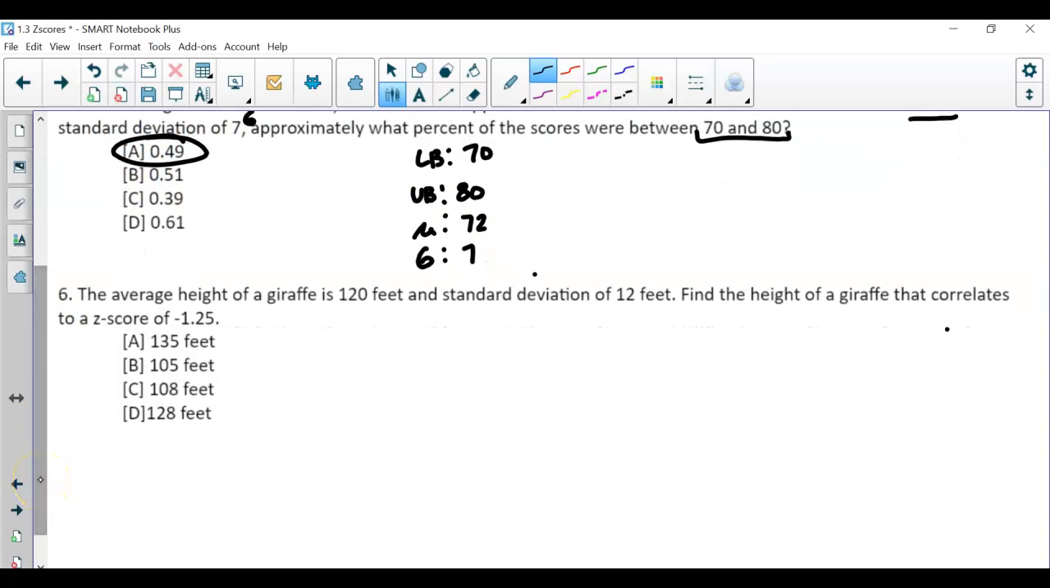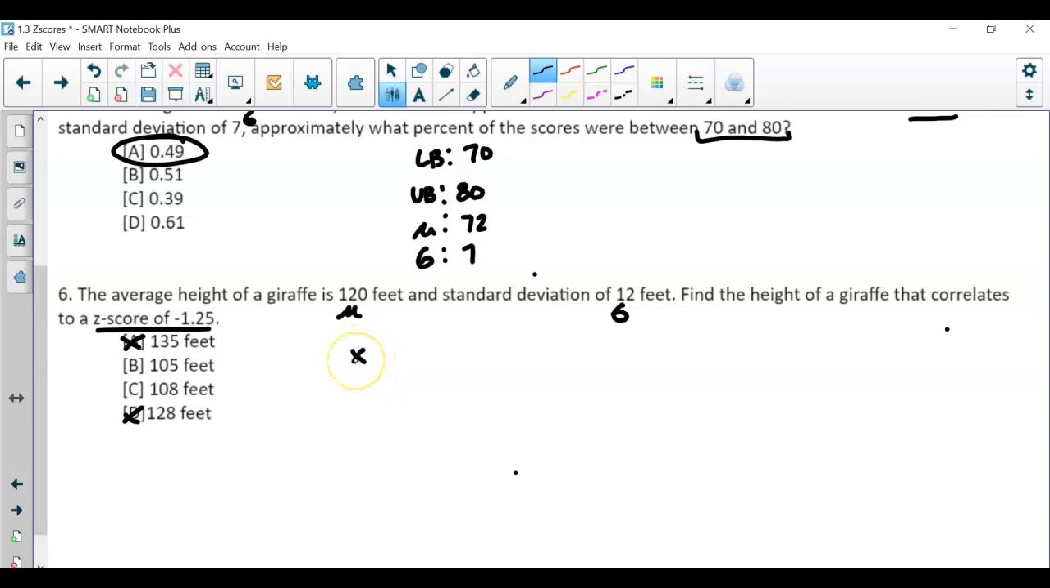Then question number 6. You have the average height of the giraffe, so mu is 120 feet with a standard deviation, so sigma is 12 feet. What is the height given the z-score? So we don't know what x is, but we know the z-score is negative 1.25. Now, I also noticed that my z-score being negative means that this is going to be below the average of 120. So I'm going to go ahead and mark off A and B because they're above, which represent a positive z-score. So now I'm already down to B or C.